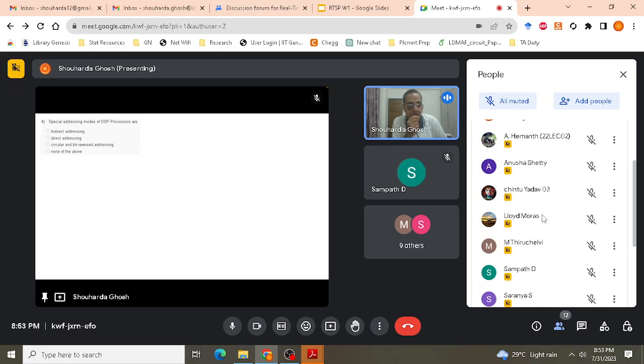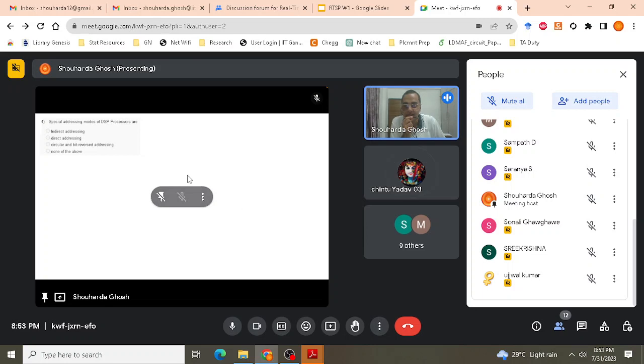Chintu Yadav, Anusha Shetty, Lloyd Morris. Any guesses? Feel free. Don't worry. It's not something to be scared of. Direct addressing. Okay. Anyone else? Anybody has any other try? Somebody said indirect. Somebody said direct. So there are two options left: circular and none of the above. Anybody who feels none of the above are correct?